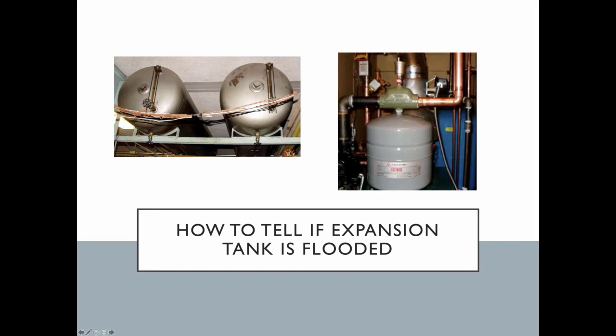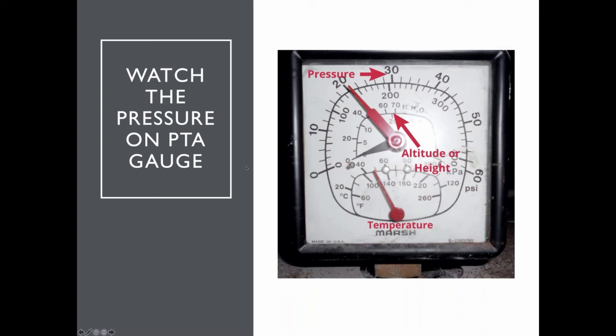How can you tell if your expansion tank is flooded? On these ones on the left, you can look at the sight glass that are on there and see if it is. If it's the diaphragm one, it's really hard to tell. Well, what you can do is look at the PTA or pressure temperature altitude gauge. I will watch the pressure side of it to see if the pressure starts to build up when the boiler starts firing. What that's telling me is that our expansion tank is flooded or it's undersized or something.